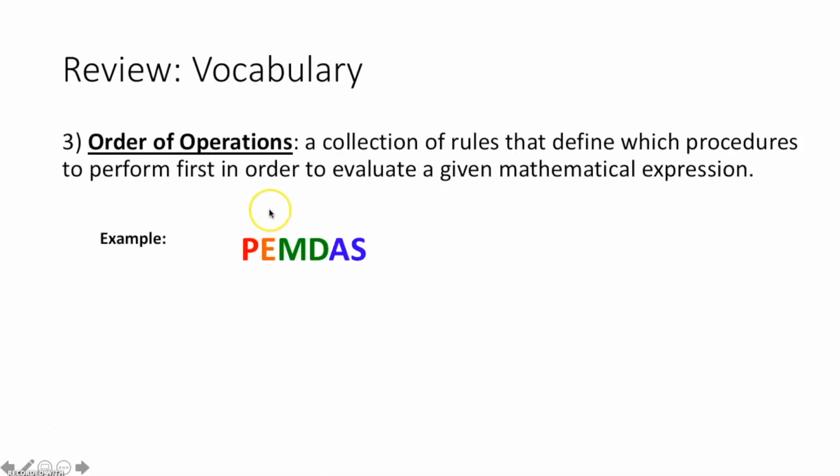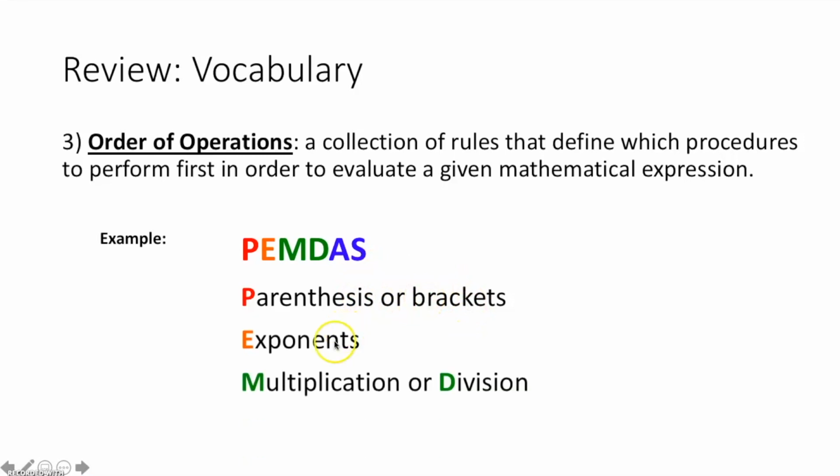Let's review real quick order of operations in case you forgot. PEMDAS, P stands for parentheses or brackets. You got to do whatever is inside those first, followed by exponents, then your multiplication or division, addition or subtraction at the end. Now again, it's multiplication or division from left to right, addition or subtraction from left to right. This is what we use to simplify expressions.